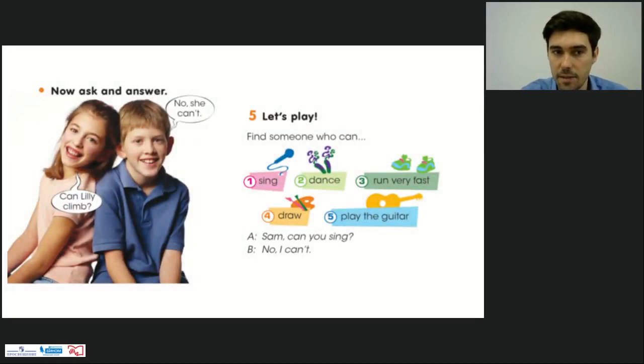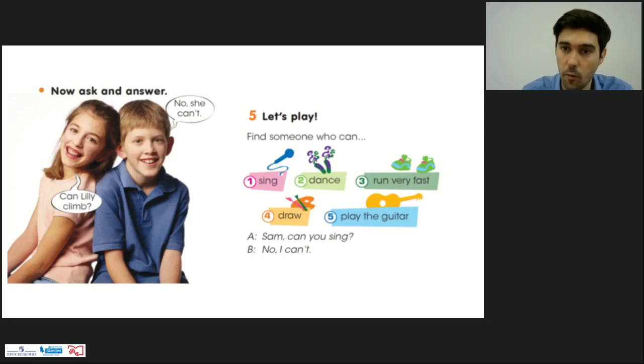Here we can see an ask and answer activity. Can Lily climb? No, she can't. So we have two students interacting using the target grammar, and in this way they're speaking and practicing the grammar in a real life context through communicative activities. And on exercise 5 we have a game.